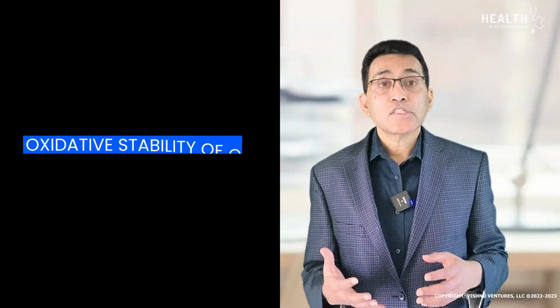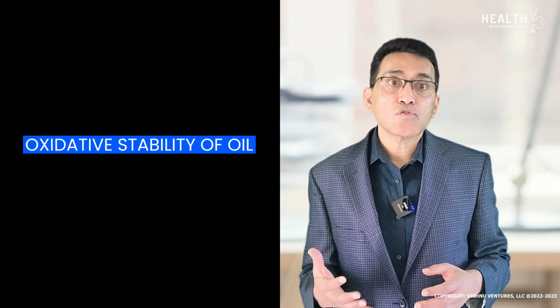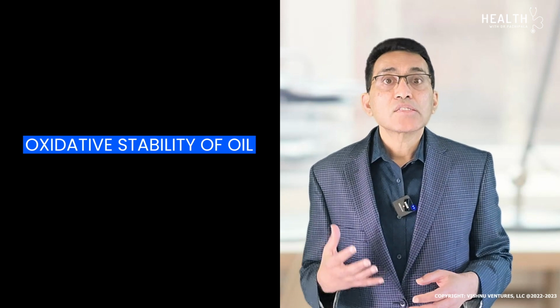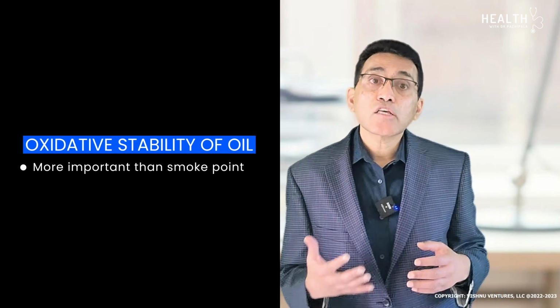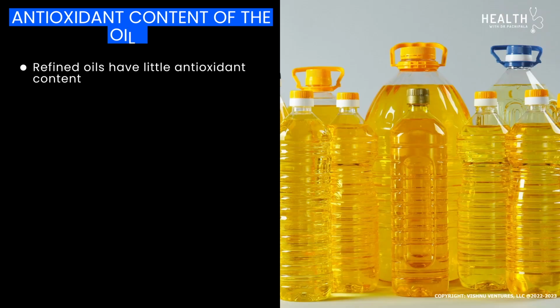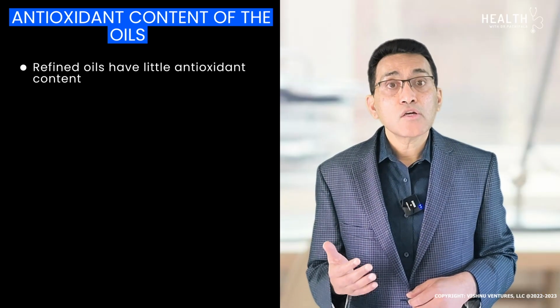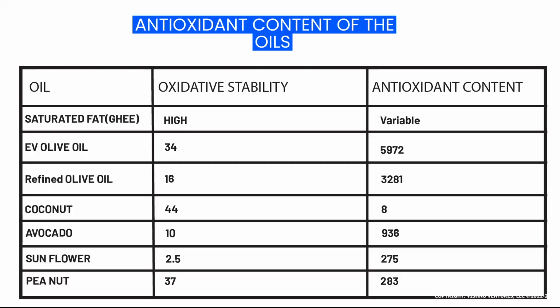Let us explore oxidative stability of oil. Oxidative stability measures an oil's resistance to harmful chemical changes when heated. Some consider this more important than the smoke point for cooking oils. Another important stability measure is the antioxidant content of the oil. Refined oils often have little or no antioxidants due to the refining process. Look at the table. Olive oil and saturated fats have high oxidative stability. Antioxidant content of olive oil and avocado oil is very high.